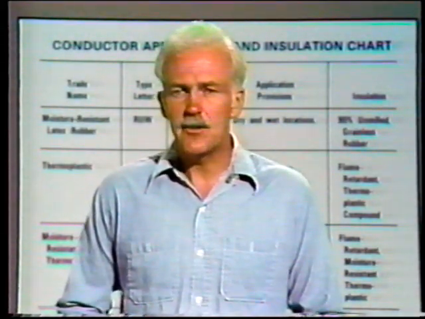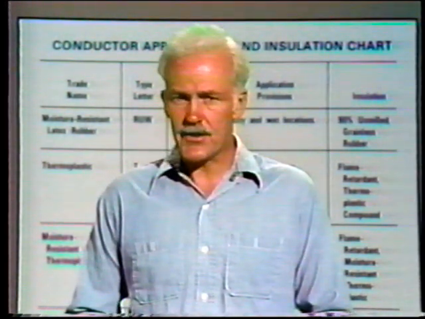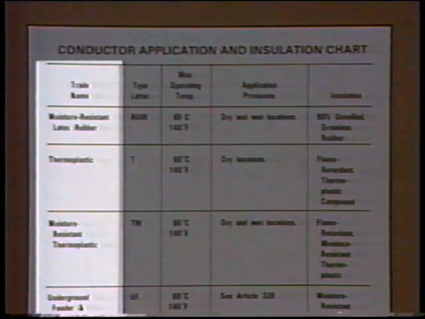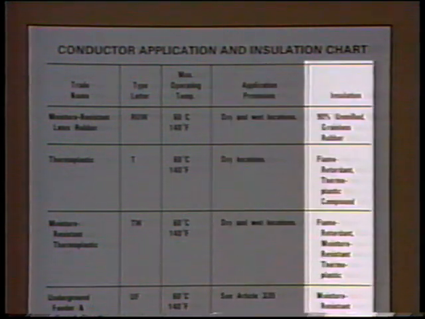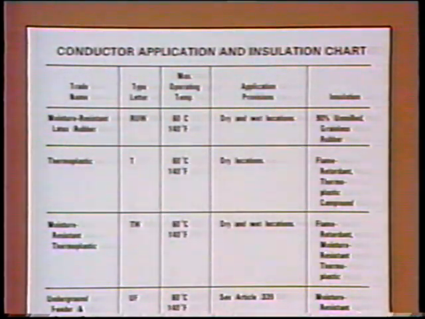Well, we've seen how the allowable ampacities chart is set up. Let's go on to look at the conductor application and insulation chart. You'll be using this chart to find out whether or not a type of insulation can be used in a specific environment. Let's say you'll be working in a damp location. Well, you'd need to check this chart to see which of the insulation types listed in the allowable ampacities chart could be used in a wet location. The information provided here includes the trade name, letter type, maximum operating temperature, application provisions, and the materials the insulation is made of. Let's focus on one type and see what it says.